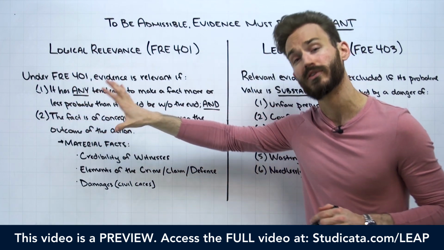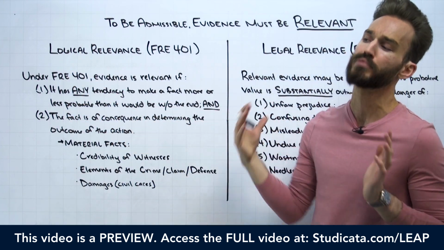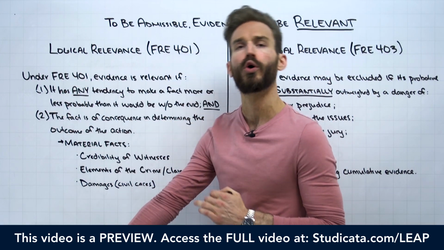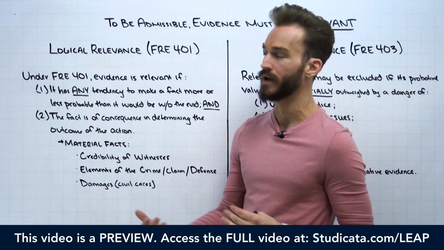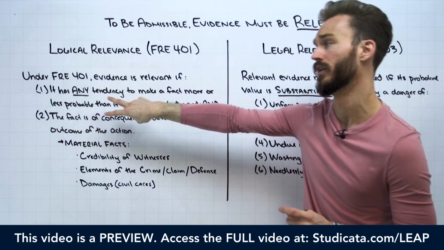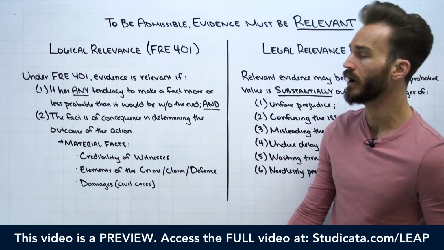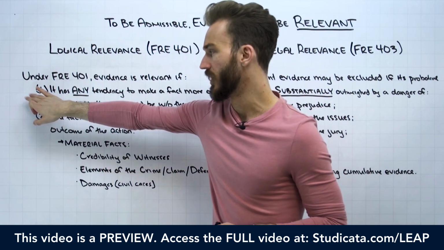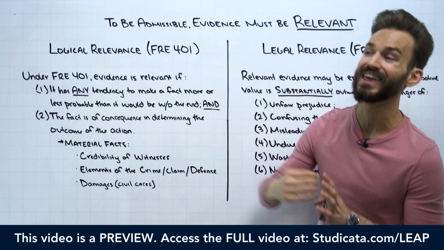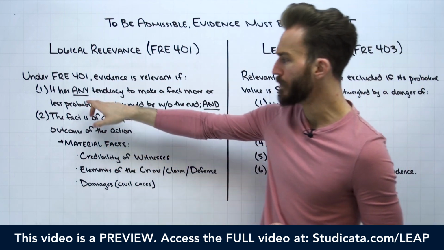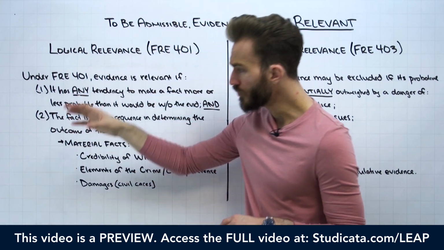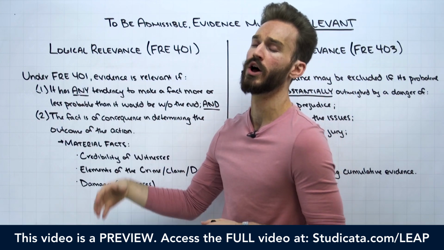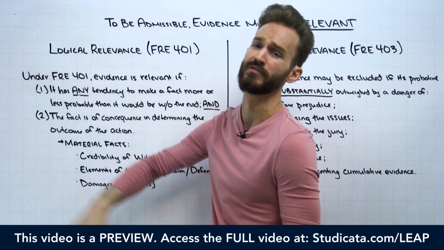We'll talk about some cases where it's not going to be relevant, but for our purposes, we want to remember in the back of our mind that 401 is a very low requirement. Most of the time, evidence is going to satisfy the two elements of Rule 401. If we break each of these elements down, our first element is: does the evidence have any probative value? The operative word here is any. If the evidence has any tendency to make a fact more or less probable than it would be without the evidence, we say it has probative value.